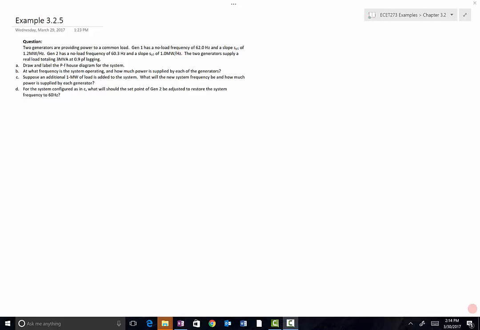Example 3.2.5, two generators are providing power to a common load. Generator 1 has a no-load frequency of 62.0 Hz and a frequency power slope of 1.2 megawatts per Hertz. Generator 2 has a no-load frequency of 60.3 Hz and a frequency power slope of 1.0 megawatt per Hertz. The two generators supply a real load totaling 3 MVA at 0.9 power factor lagging.